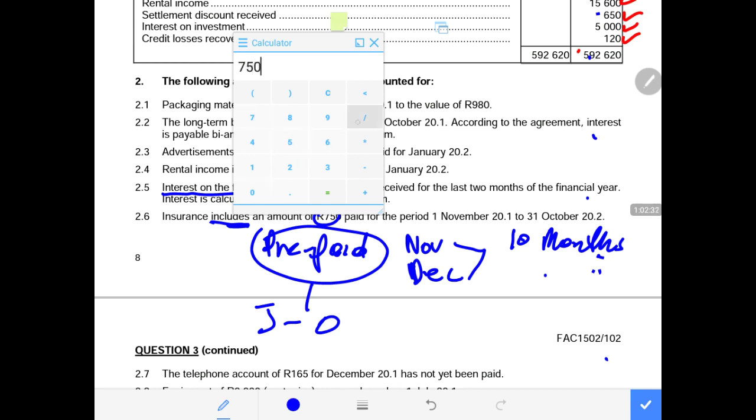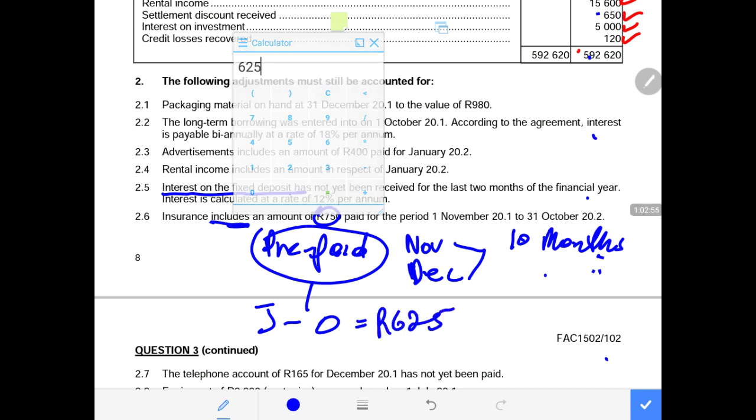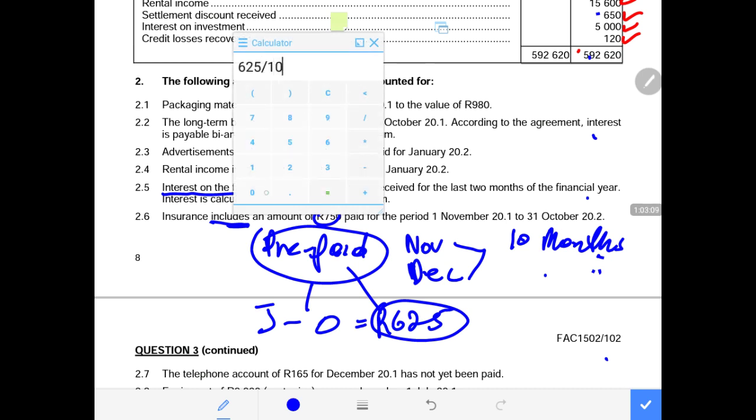But out of the 750 divided by 12, there are 10 months. Sorry, out of the 750 divided by 12, which is 62.50, times 10 months, it is 625. So from January to October of next year, it is equal to 625. The 625 is a prepaid. The 625 is paid for January, February, March, up until October 2002. So for all those 10 months, the insurance for each month is equal to 62 Rand 50 cents. It is a prepaid expense.